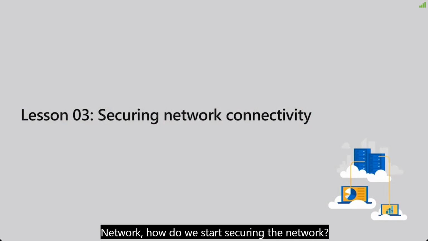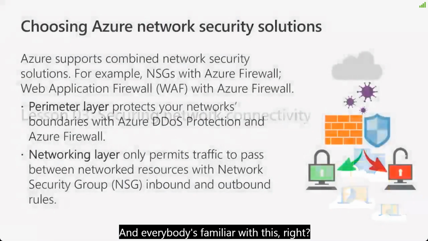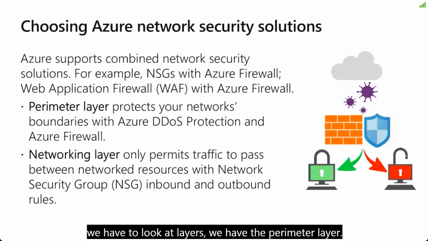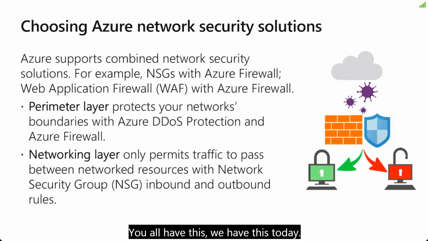How do we start securing the network? And everybody's familiar with this, right? How do we start talking about it? In Azure, we have network solutions. We have to look at layers. We have the perimeter layer. Wait, you all had this. We had this today. You have firewalls. You have really big firewalls that sit out there.